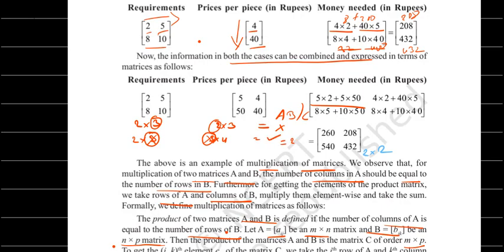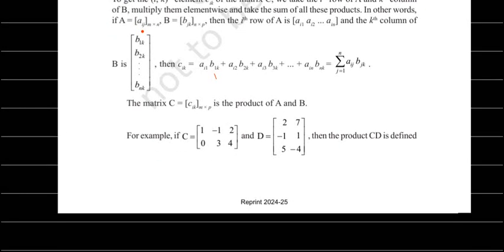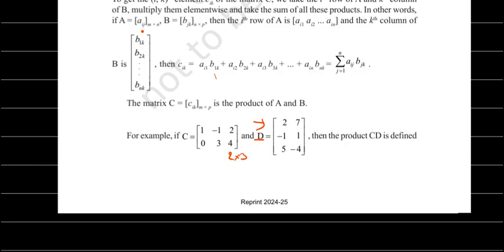Please refer to this. Whatever order you get depends on how many rows are in the A matrix and how many columns are in the B matrix. Based on this, you get the AB or the C matrix. See here itself: how many rows are there? 2 rows and 3 columns. And in the other matrix, 3 rows are there. You can consider this as the first row, second row and third row.